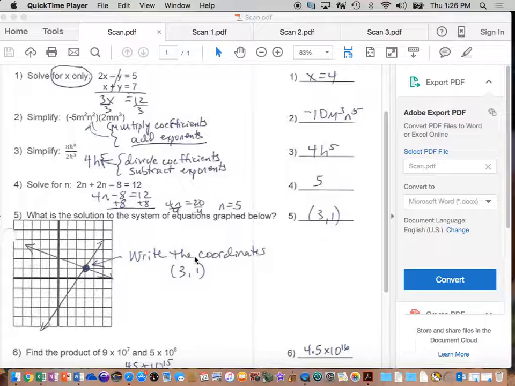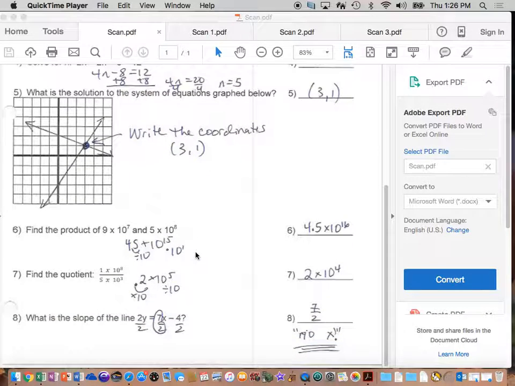Any questions? Okay, I'm going to scroll up then. So I guess what this means is that you're all ready for the work on tomorrow's test. Do not put an X on number 8. Just put 7 over 2. Right? Don't make it 3.5. Just no X. You can do X equals.